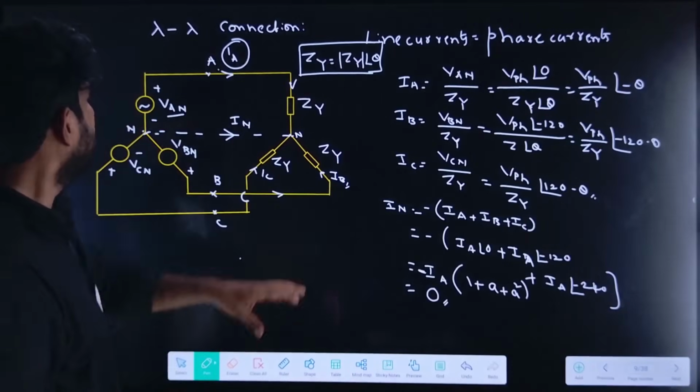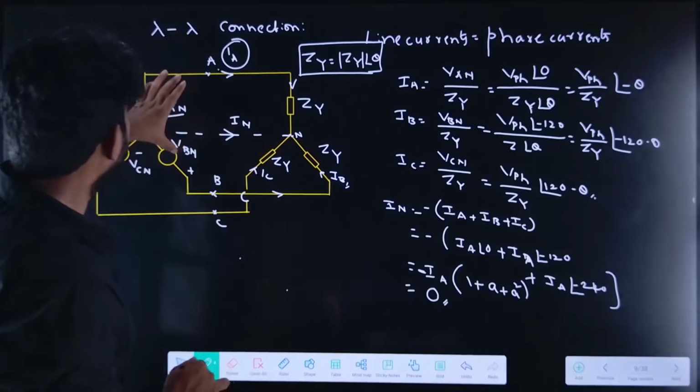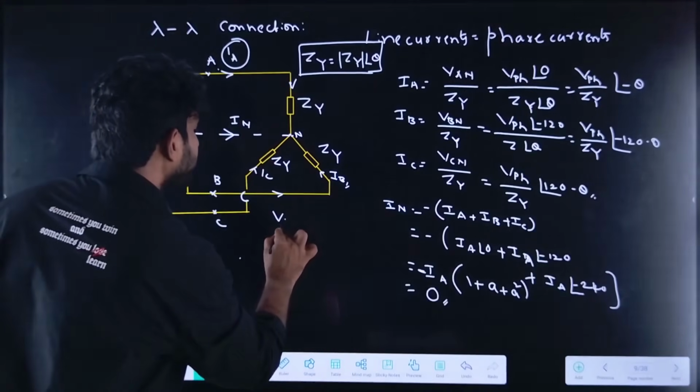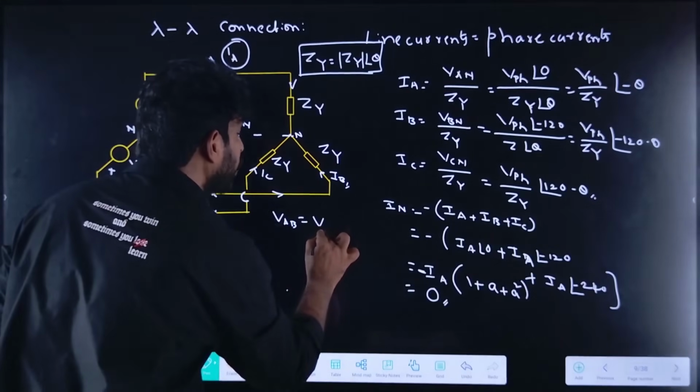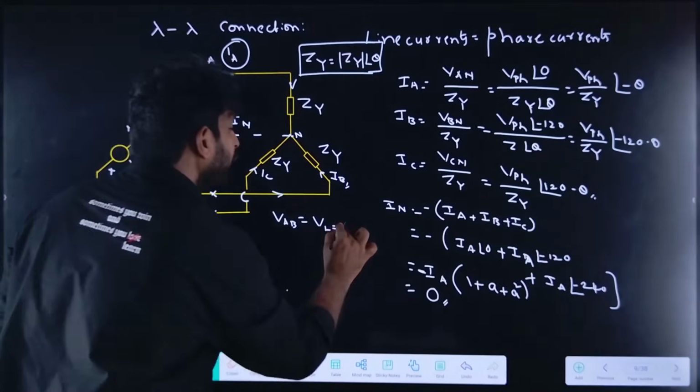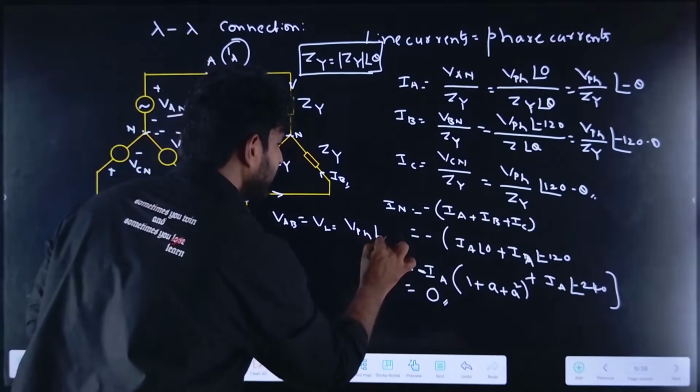As we discussed before, if you want to find VAB here, VAB is the line voltage. The relation between the line voltage and phase voltage is: phase voltage at an angle of 30 degrees.